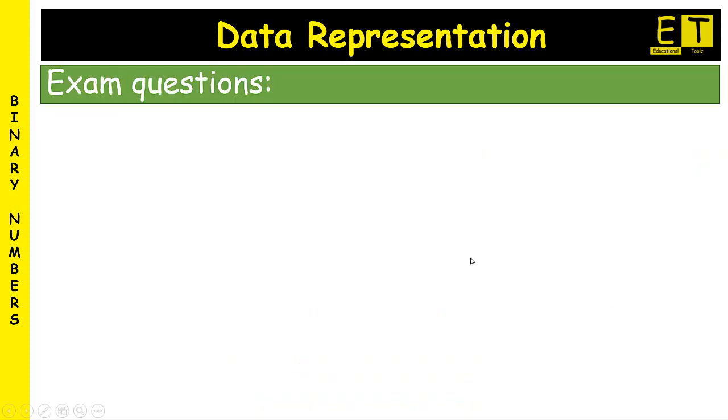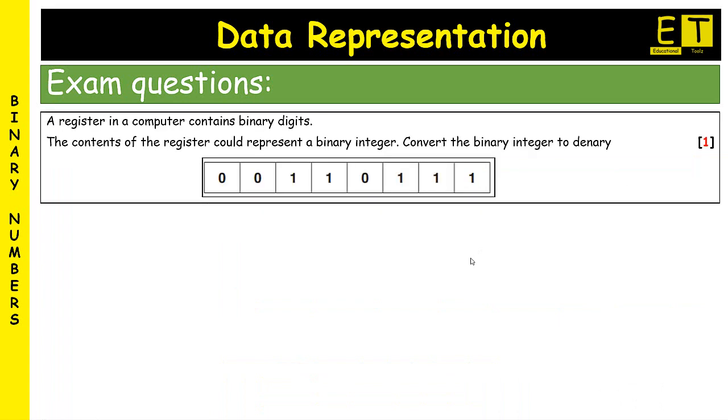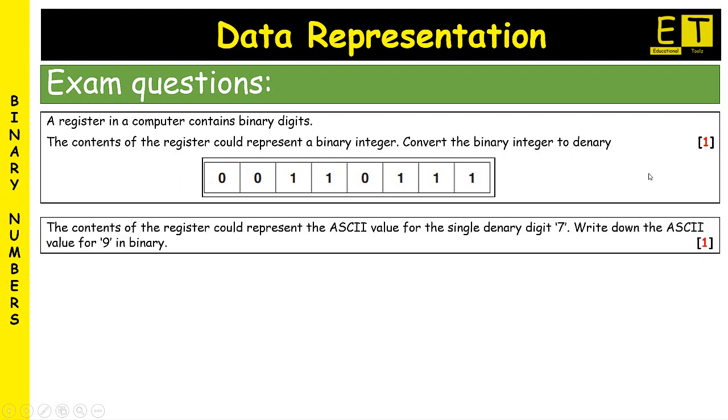Now it's time for you to tackle some exam questions. The answers to these exam questions will be up in the next video. The first question is, a register in a computer contains binary digits. The contents of the register could represent a binary integer. Convert the binary integer to denary.